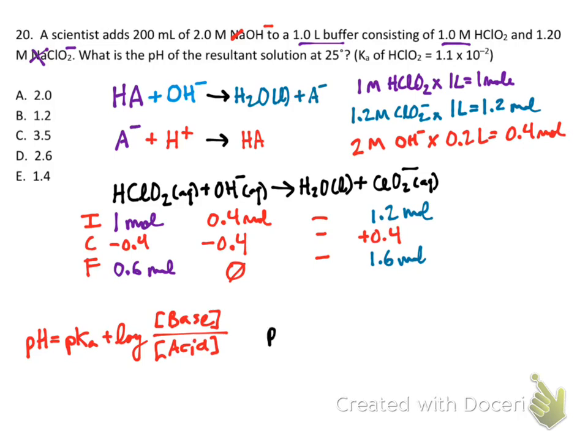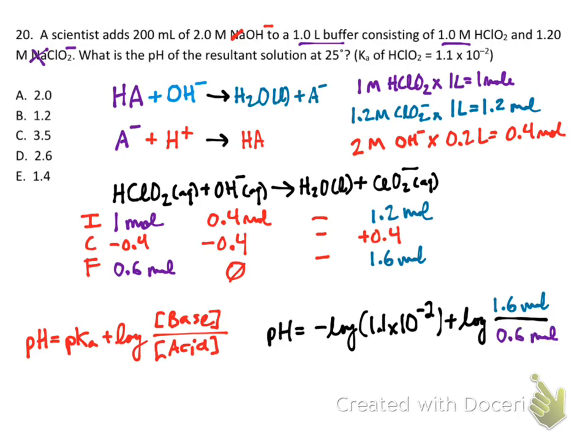Now we'll plug in our values. So our pH is going to be equal to the negative log of our Ka, which is 1.1 times 10 to the negative 2, plus the log of the base number of moles, which is 1.6 moles, over the acid, which is 0.6 moles. So we end up getting the pH is equal to our pKa, which is 1.96, plus the log of 1.6 divided by 0.6, which is 0.43. So the pH is 2.4. Well, 2.39, which rounds to 2.4.